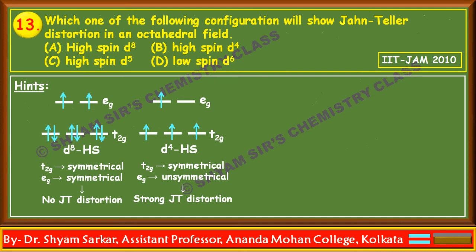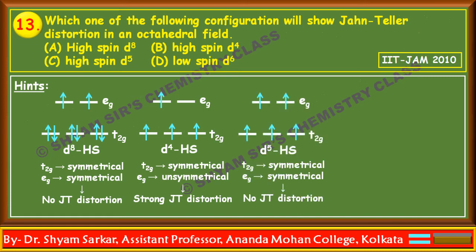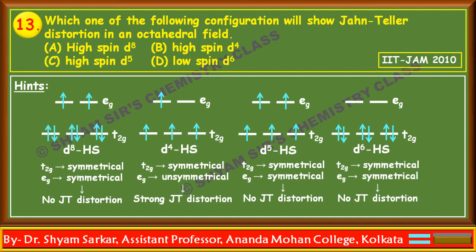And second option, d4 high spin, here t2g symmetrical, eg unsymmetrically filled, so it will show strong Jahn-Teller distortion. In case of the third option, d5 high spin, t2g symmetrical and eg also symmetrically filled, so there will be no Jahn-Teller distortion. And in case of the final option, d6, both t2g and eg are symmetrically filled, so no Jahn-Teller distortion. So as you can see from these 4 options, option B, that is d4 high spin, shows strong Jahn-Teller distortion, so option B is the correct answer here. That means high spin d4 will show strong Jahn-Teller distortion.